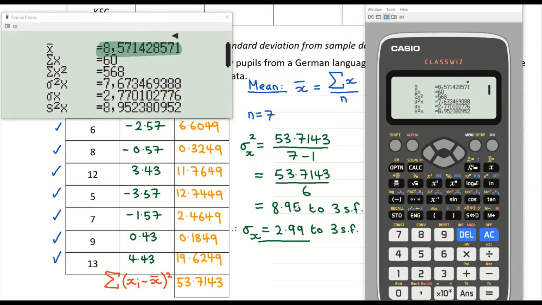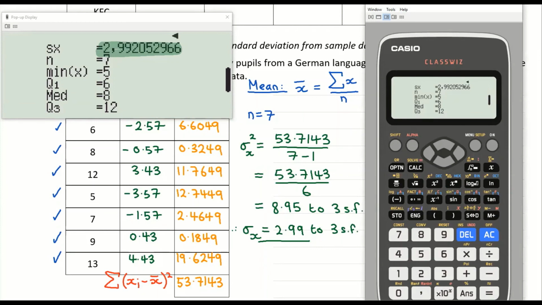Now, just to get the final answer, which was the 2.99, I'm just going to scroll down, and we're just going to check this. So let's see what we got. 2.99. Yes, there we go. So it looks pretty good. Even though it was rounded to 2 decimal places, we've got a good answer to 3 significant figures there.